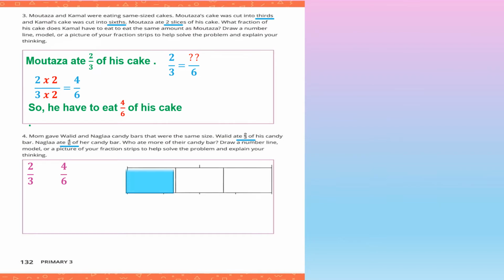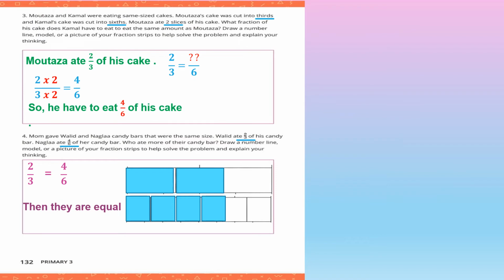The first bar for 2/3, I will divide it into 3 parts and color 2 parts. The second bar, I will divide it into 6 equal parts, and color 4 parts. What did you notice here? They are the same, then they are equal.